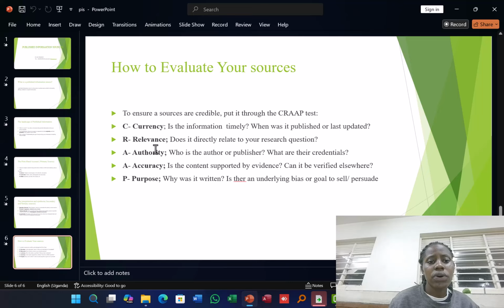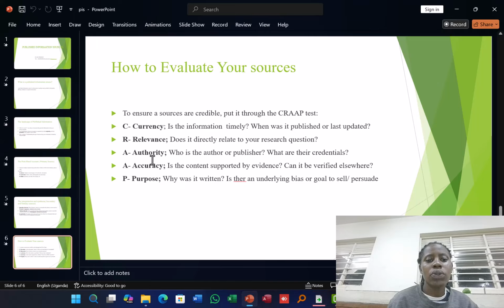Then R stands for relevancy. Does it directly relate to your research question? That also matters. You don't have to just search about something. You have to look for something that is related to what you want to know.